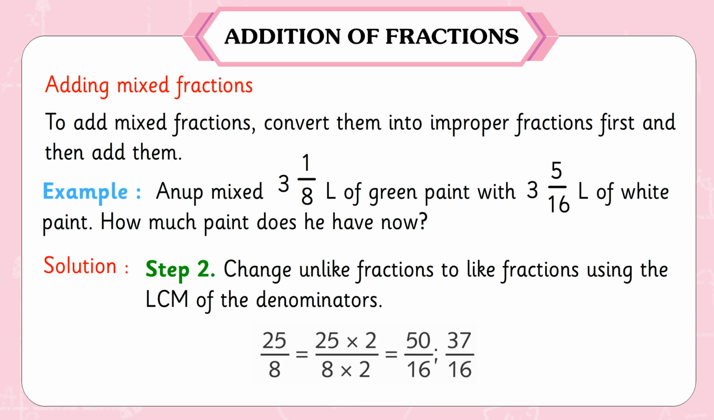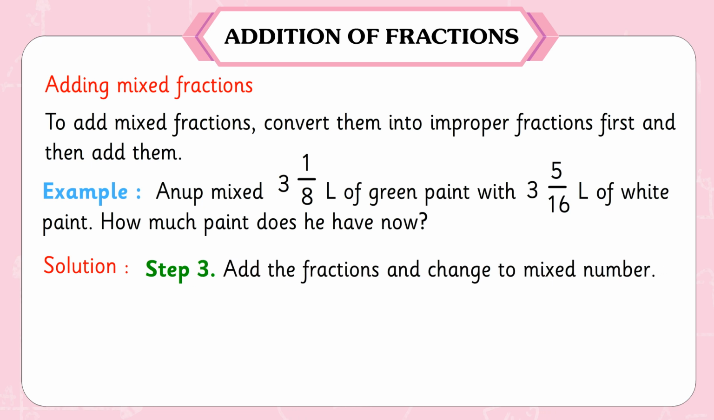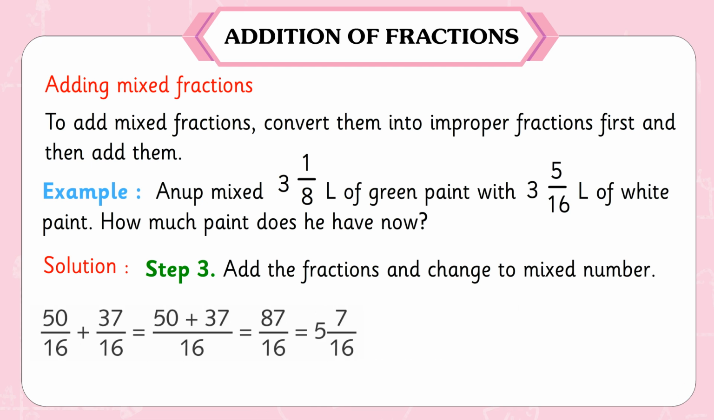25 by 8 is equal to 25 into 2 upon 8 into 2 is equal to 50 by 16, 37 by 16. Step 3. Add the fractions and change to mixed number. 50 by 16 plus 37 by 16 is equal to 50 plus 37 by 16 is equal to 87 by 16 is equal to 5 whole 7 by 16. Answer. Anoop has 5 whole 7 by 16 liters of paint.